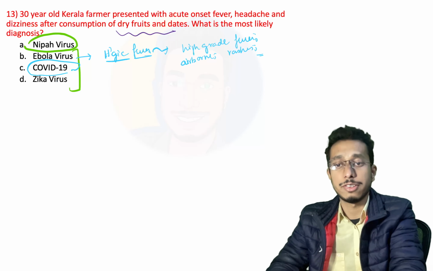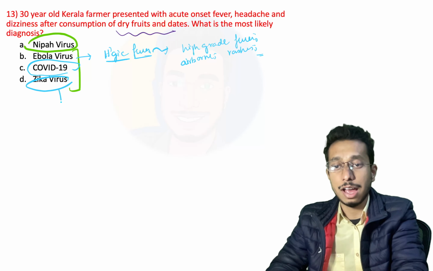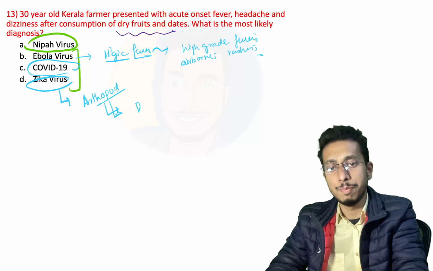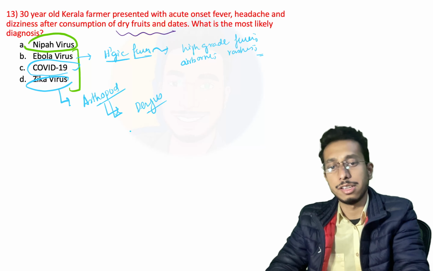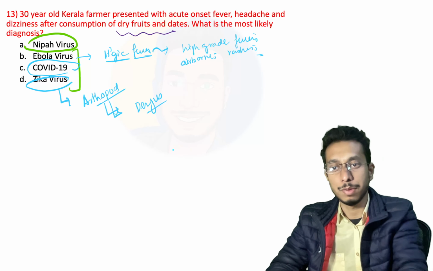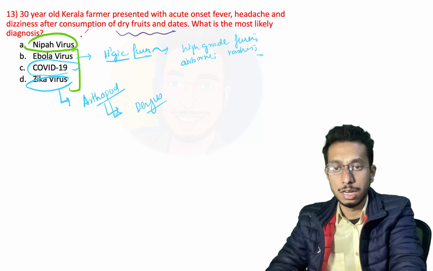COVID-19 will have a predominantly respiratory syndrome. Zika virus is an arthropod borne disease. So it is similar to dengue but with minor symptoms. Often arthralgia, joint pain and fever are present, and it needs to be managed only with paracetamol. So the answer in this question is Nipah virus.